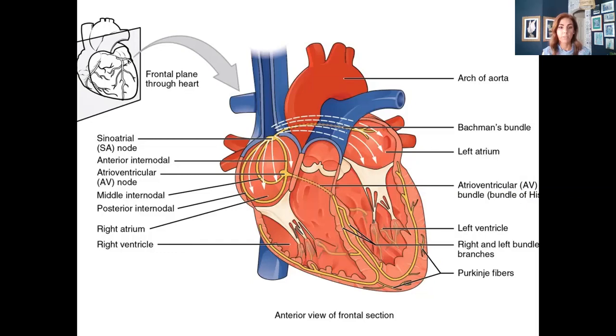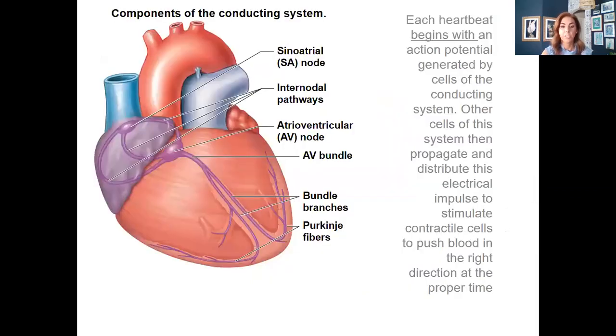We always start with that as the pacemaker of the heart. I have another picture here that will basically give you everything in order from the superior to inferior direction if you're labeling with numbers. So SA node is number 1, internodal pathways number 2, AV node number 3, AV bundle number 4, bundle branches number 5, Purkinje fibers number 6.